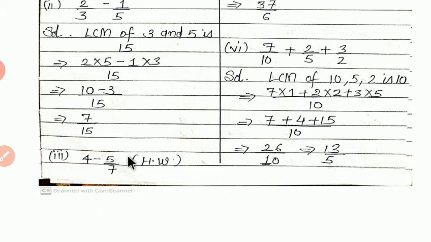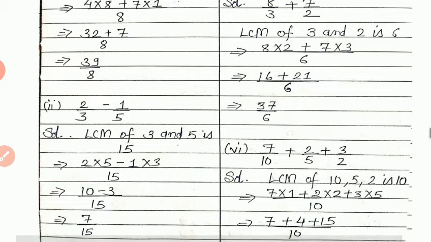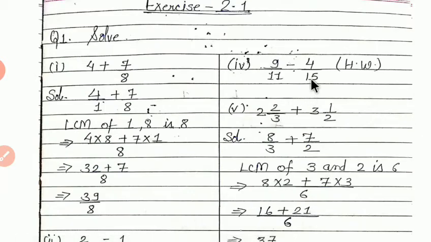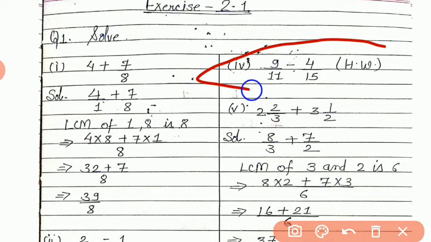Question number 3, 4 minus 5 by 7. Here denominator is not given. It means you have to take here 1. So this one is your homework. Question number 4, 9 by 11 minus 4 by 15. This question number 3rd and 4th is same as question number 2nd. You have to solve it by yourself.